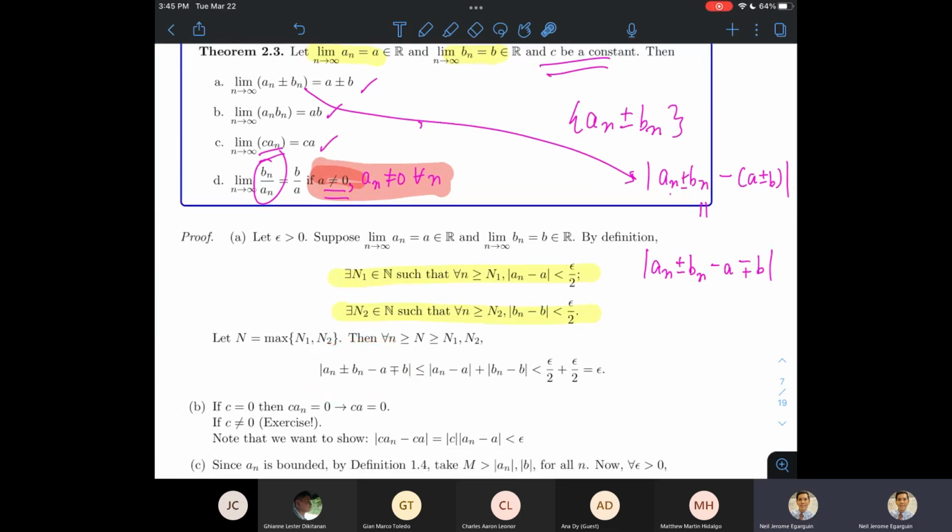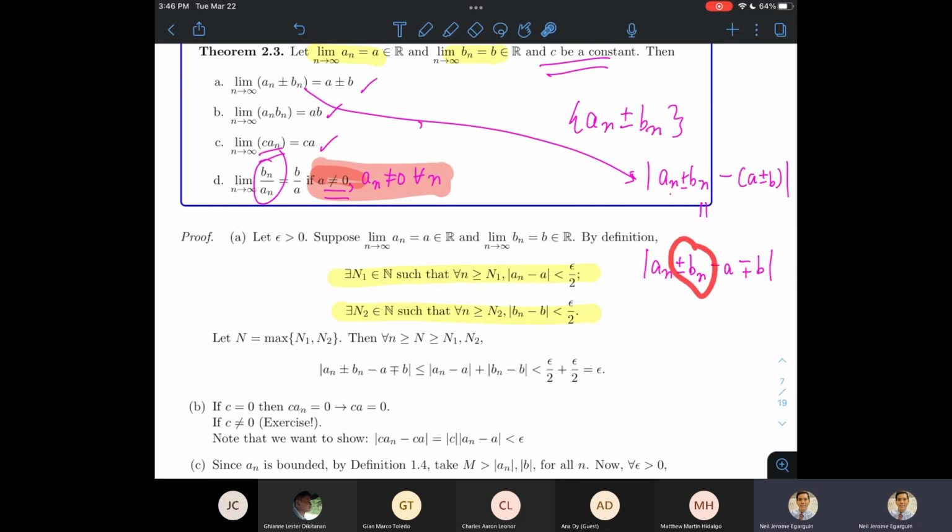So ito yung gusto nating imbestigahan. Tapos, gagamit ako ng triangle inequality again. I will group AN and A. Kasi ito yung makikita nyo mula sa inequality na to. So, i-group ko yan. Tapos, ang i-group ko naman sa kabila, yung plus or minus BN at saka yung minus plus B. Alright?